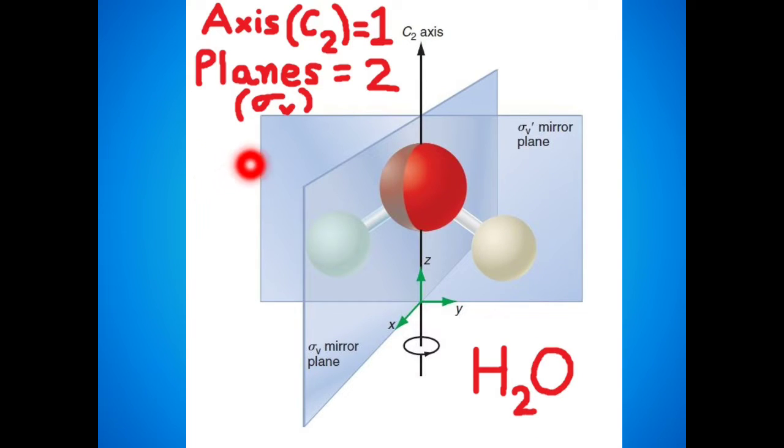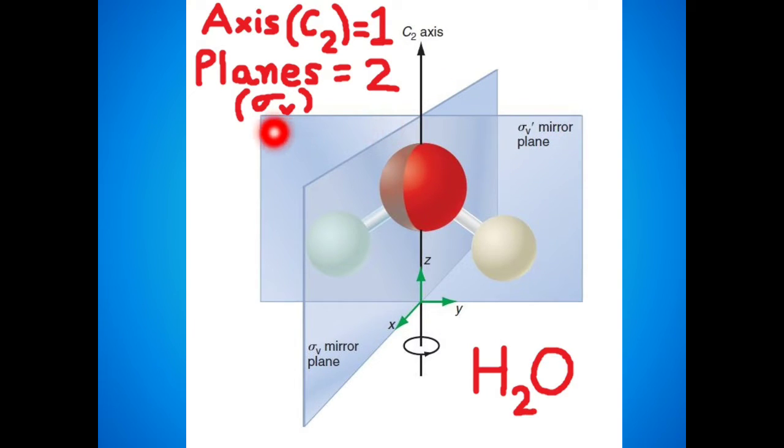So let us understand this concept of plane of symmetry using this water molecule. Here the red atom is the oxygen and the white ones are hydrogen. You can see the three axes, x, y and z, and we can have two vertical planes of symmetry, that is sigma v dash and sigma v. Sigma v dash is in the yz plane and sigma v is in the xz plane. And also you can see there is a C2 axis of symmetry. Now let us understand one by one what we mean by this.